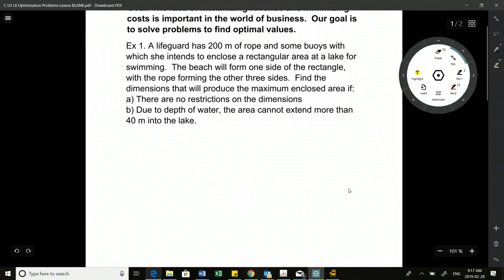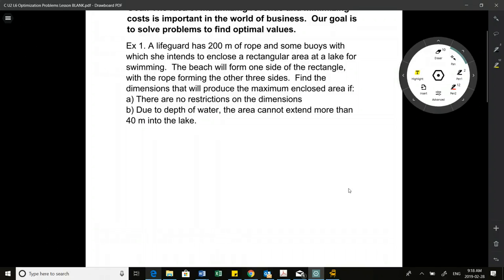All right, so our first example is that we have a lifeguard that has 200 meters of rope with some buoys, with which she intends to enclose a rectangular area at the lake for swimming. The beach is one side of this rectangle, and the rope will border the other three sides. We want to find the dimensions that will produce the maximum enclosed area if there are no restrictions on the dimension, and also due to the depth of water, if we can only extend a maximum of 40 meters into the lake. Okay, so we want to make sure that we can obviously keep people safe in this, but also use our material efficiently.